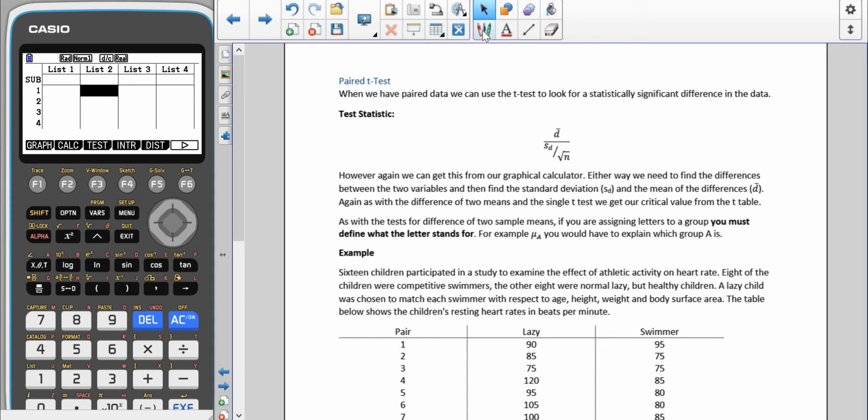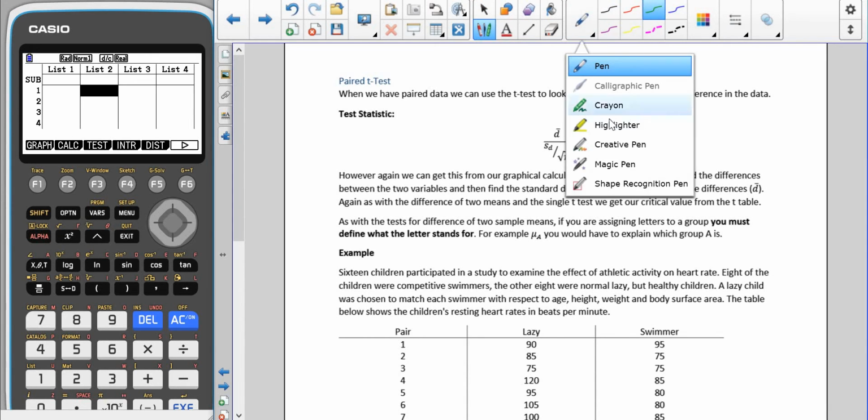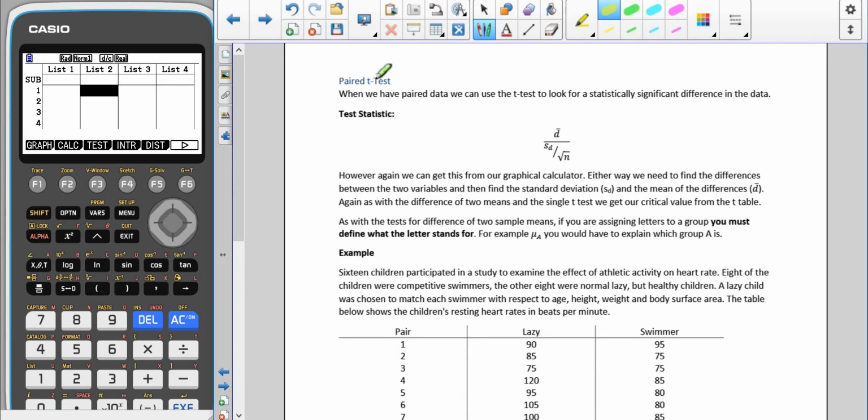So now we're going to take a look at how we conduct the paired t-test. This is separate from the two-sample t-test, as the title suggests, we have paired data. So you always have to be careful when you get a question to check if you have two samples of data or if you have paired data.